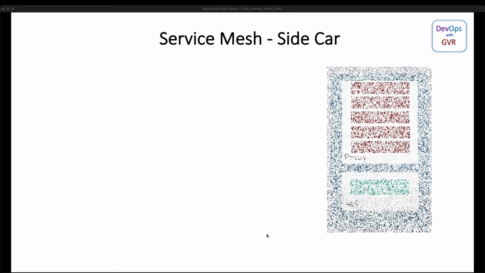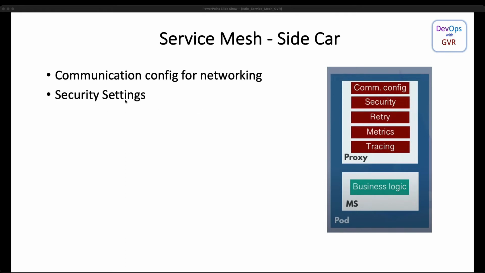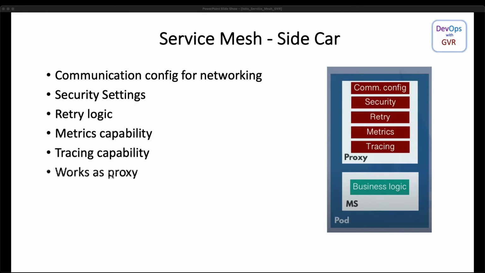Now, the sidecar I mentioned, right? What is the sidecar? The actual pod is this. A pod will have the actual business logic in this container, and this Envoy proxy will do the communication, security, retry, metrics, and tracing. All these things are there in our Envoy proxy. That's why Istio is able to provide all these features: communication, network security settings, retry, metrics capabilities, and tracing. So these are the basics.